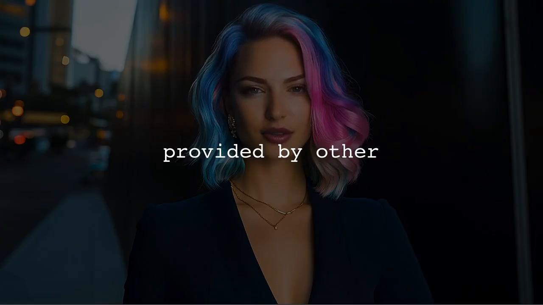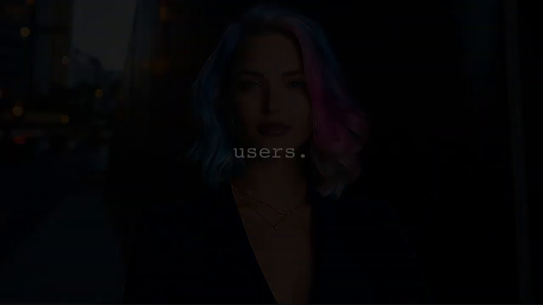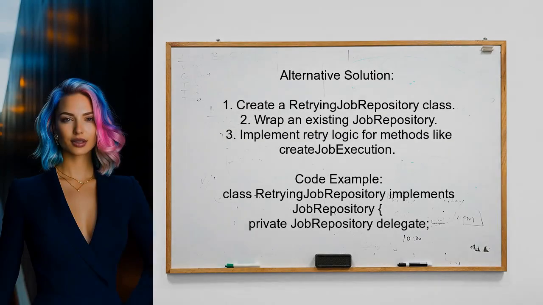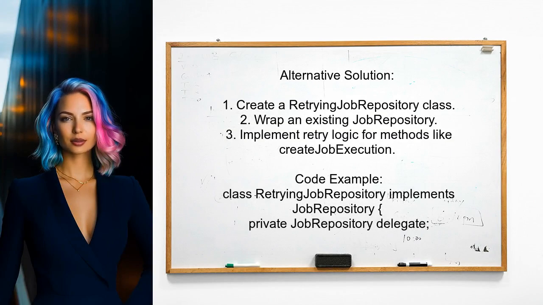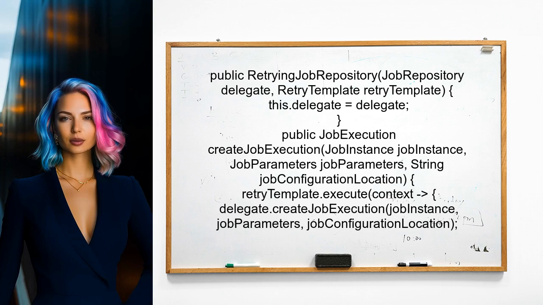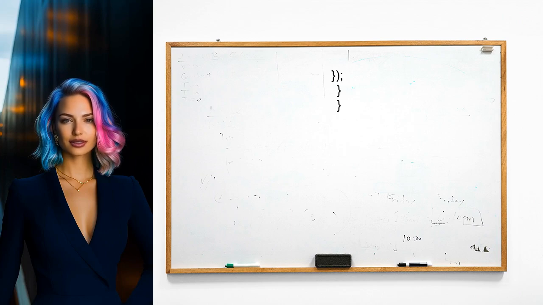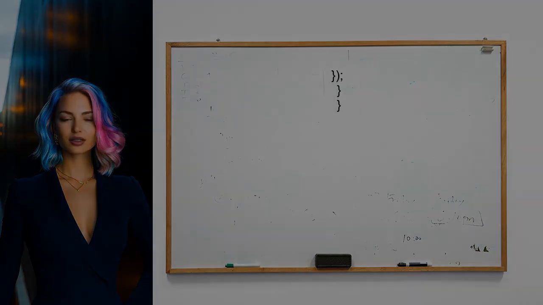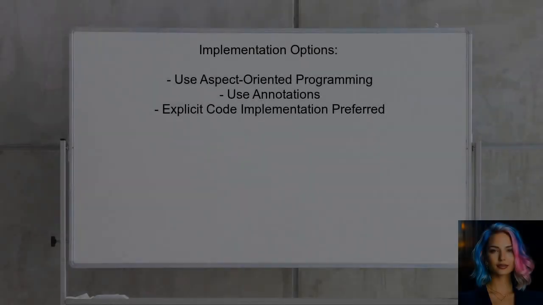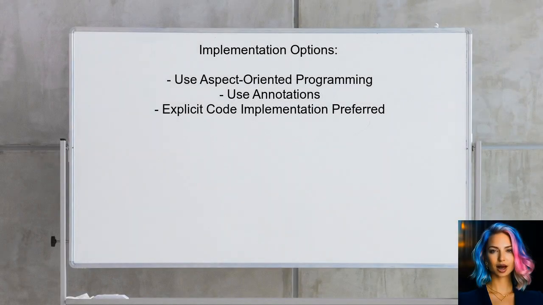Now, let's look at the answers provided by other users. One user shared an alternative solution to the deadlock loser data access exception issue. They created a custom implementation of job repository that wraps another job repository and adds retry logic for specific exceptions. They suggested that this approach could also be implemented using aspect-oriented programming or annotations, but they preferred the explicit method shown in the code.